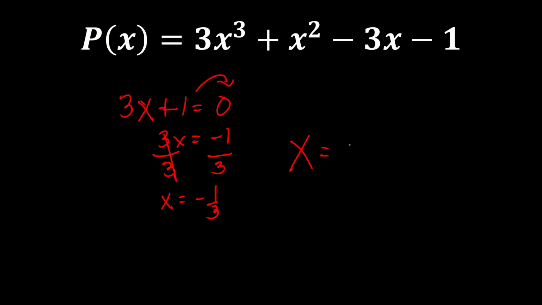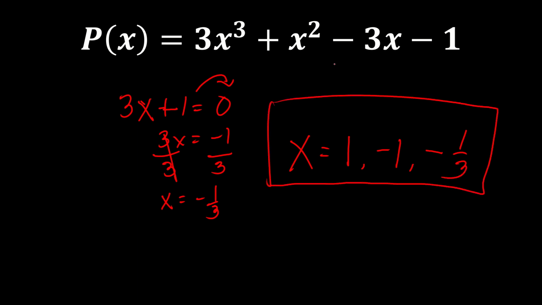Balikan natin. So, we have the values of x: positive 1, negative 1, and negative 1/3. So, yan po yung magiging answers natin. That is the rational zero theorem.